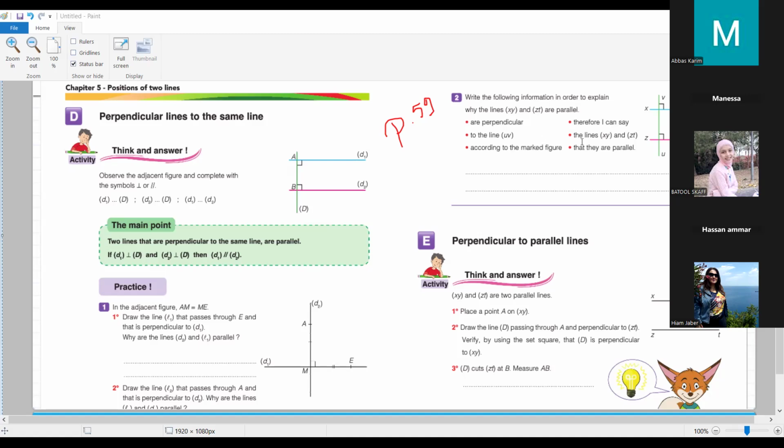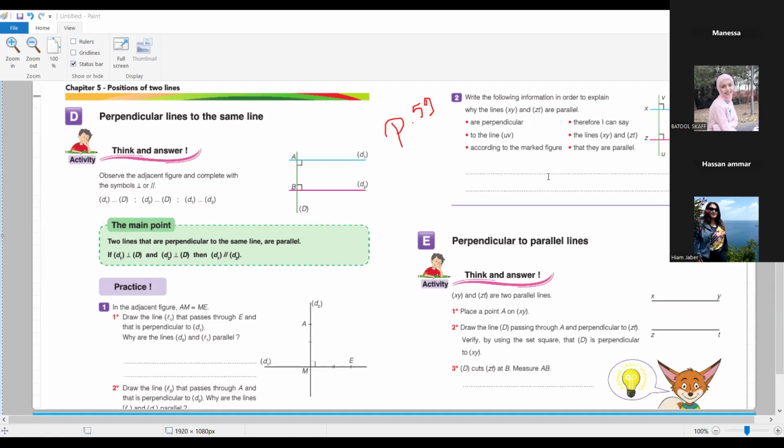The lines XY and ZT are perpendicular to the line UV. Bravo. Therefore, according to the marked figure, this is the first sentence: the lines XY and ZT are perpendicular to the line UV, as you said. And then? Therefore, I say that they are parallel. Bravo. Excellent.